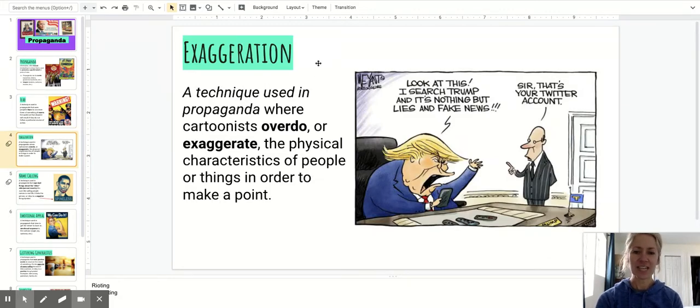Another technique is exaggeration. So it overdoes or exaggerates either physical characteristics or the things people do. And here's an exaggeration of Trump, and his hair is kind of one of his pieces that we know him for. So it's kind of exaggerated there. But what he's doing is looking at 4 different phones, and he's saying, look, I searched Trump and it's nothing but lies and fake news. And his advisor is saying, sir, that's your Twitter account. So it's kind of exaggerating Trump and how he feels about media, and his sensitivity towards what people say about him and how much he loves to tweet.